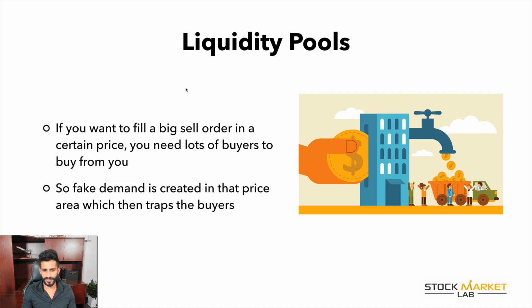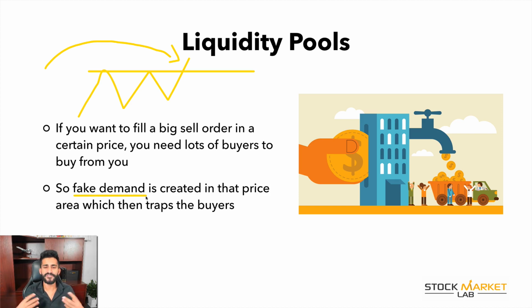So for example, you might see something like this. This is resistance. The stock is unable to break resistance, right? It's unable to break resistance. Here it breaks resistance. Now at this point, what happens is fake demand is created. That fake demand shows, at that moment, that this stock is breaking out and that it's going to go higher.